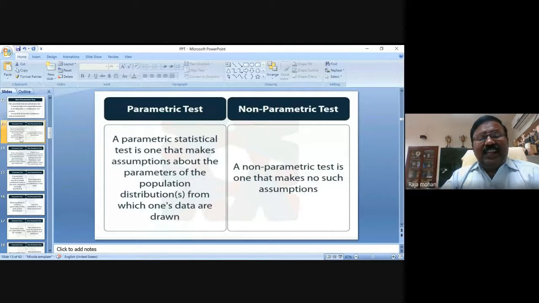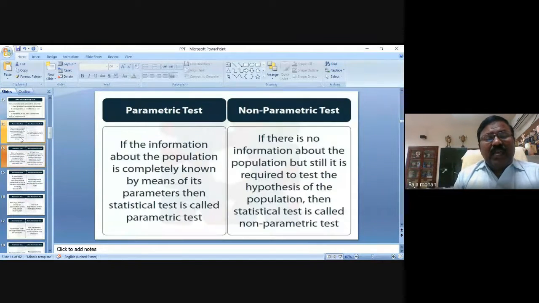Again, we will compare and contrast these two concepts. Parametric requires some kind of assumption. It is not so here. The population is completely known by means of parameters, and then the statistical test is called a parametric test. But here it is not so. That is the thing you can remember.